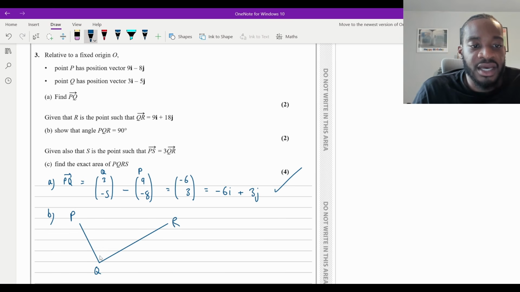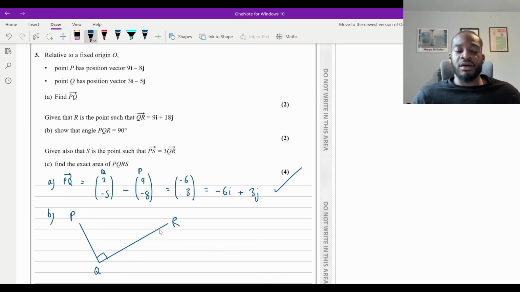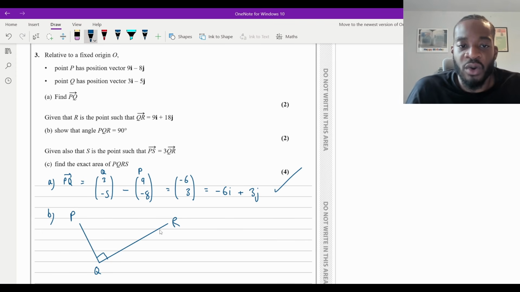If this is a 90-degree angle, as they've said, what does that imply about these lines here? Well, they would have to be perpendicular, and the gradients would have to be the negative reciprocals of one another, isn't it? So what you want to do is work out the gradient of the line PQ, work out the gradient of QR, and then show that they are perpendicular because they'll be the negative reciprocal, or you can times them together and you get minus 1.